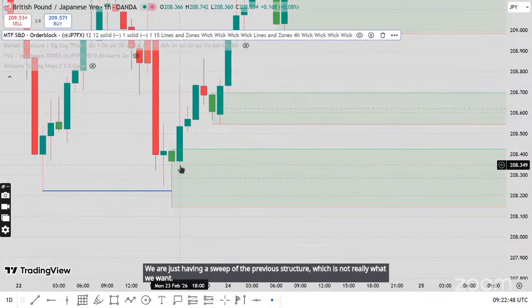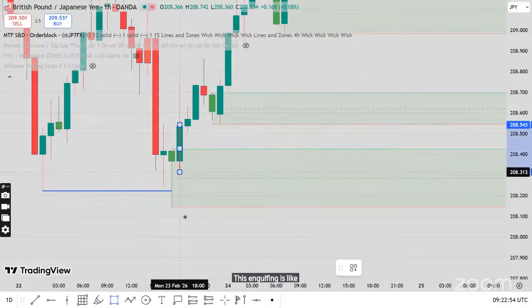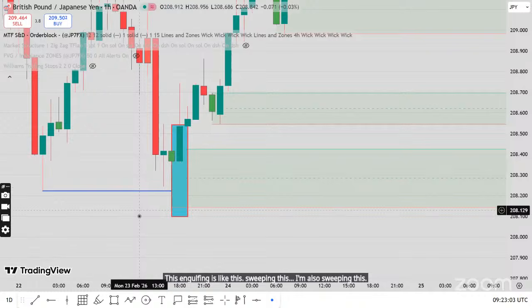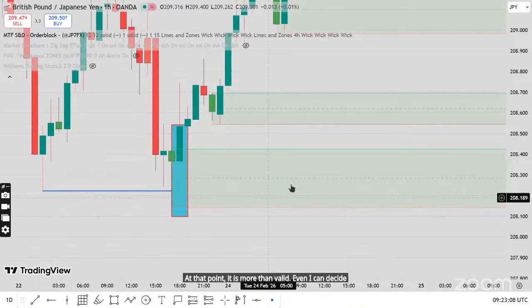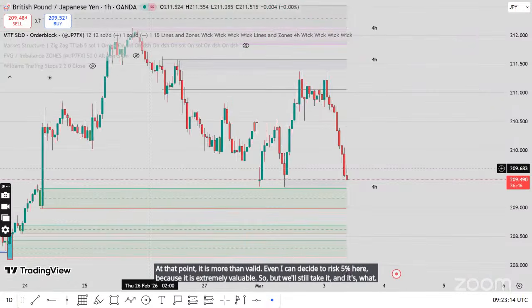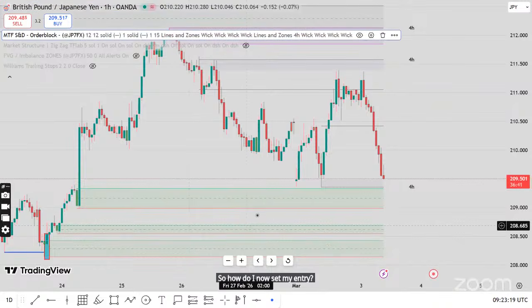What we want is a situation where this engulfing is like this, sweeping this, and also sweeping this. At that point, it is more than valid. Even I can decide to risk 5% here because it is extremely valid. But we'll still take it and risk 2%. So how do I now set my entry? Where is that POI again?